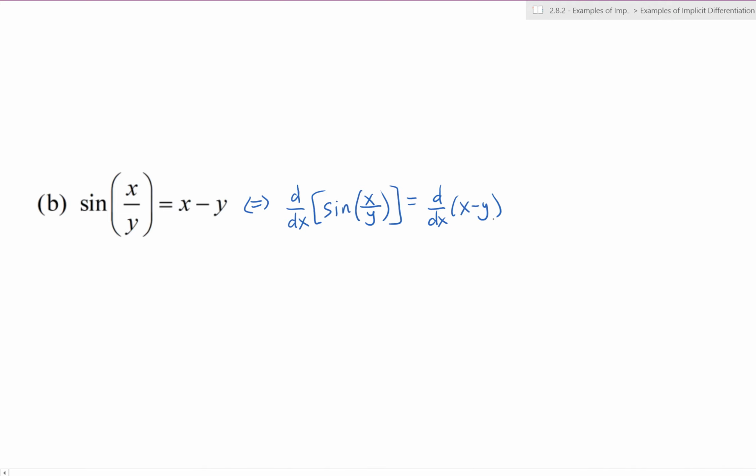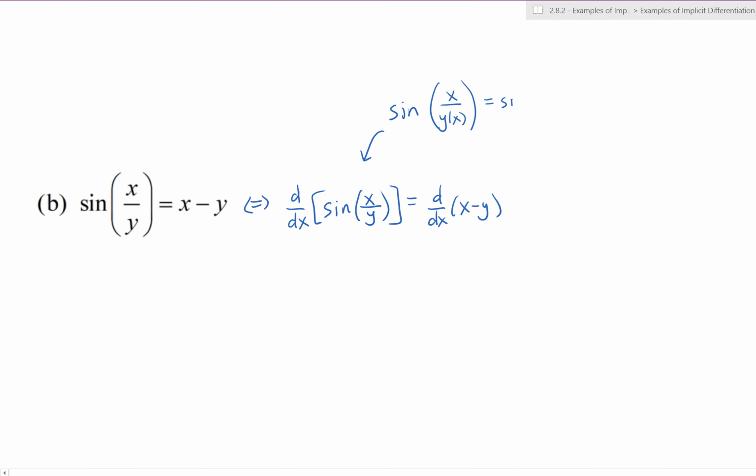Notice in this situation we have expressions involving both x and y on both sides of the equation. Again, we're treating x as the input variable and y as the output variable. So anytime we're taking a derivative involving the variable y, we have to remember to apply the chain rule. On the left-hand side, you think of this sine function, sine of x over y, as really sine of some function of x, since y depends on x one way or another.